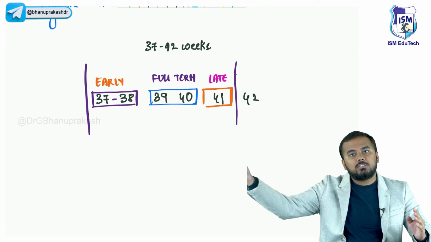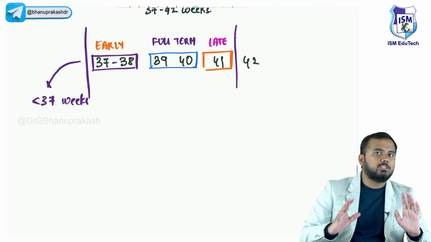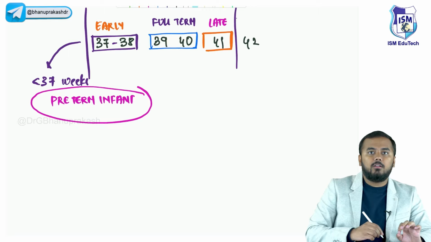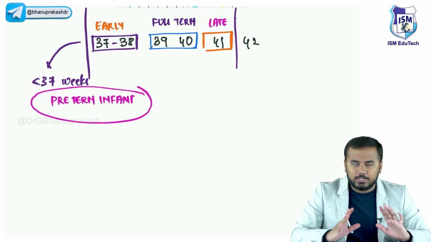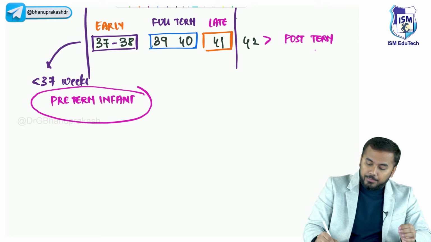So if a baby is born before 37 weeks of gestation, you call this baby a preterm baby. This is called a preterm infant. Usually in this age group itself, these preterm babies are at a higher risk of developing this neonatal respiratory distress. Now what will happen after 42, what is everything after 42? That is called post term baby or a post term infant. Okay, so now you understood the basic thing.